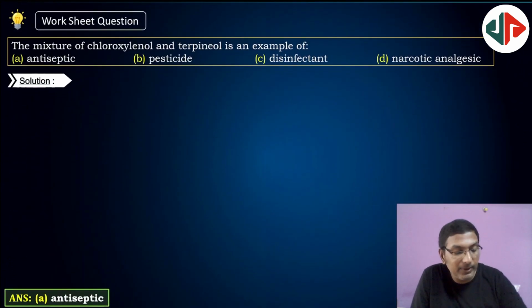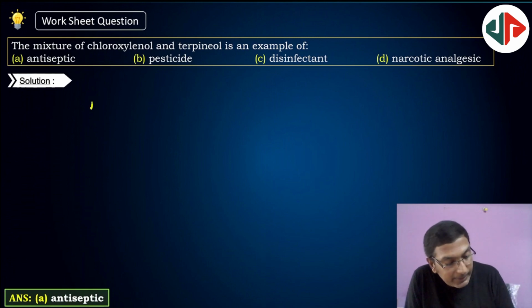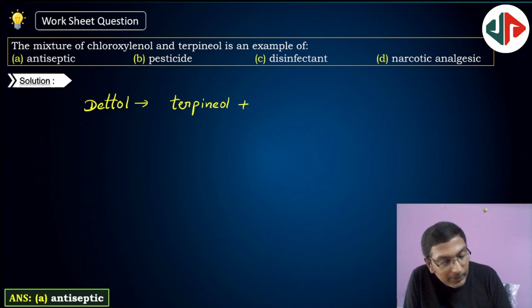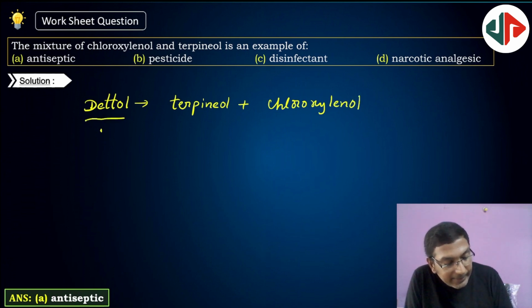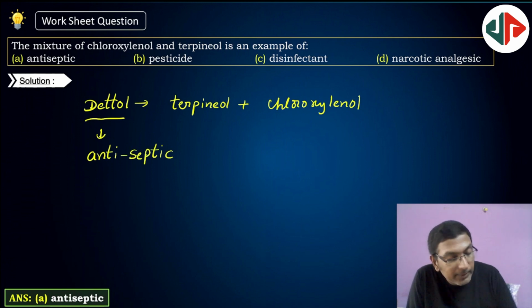So mixture of chloroxylenol and terpineol is an example of antiseptic. So which is Dettol. Dettol is mixture of terpineol plus chloroxylenol, which is antiseptic. Therefore, option A.